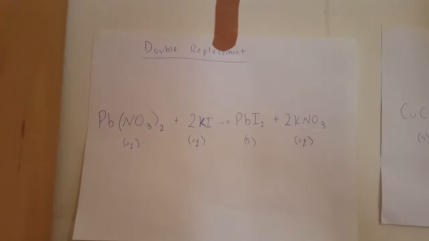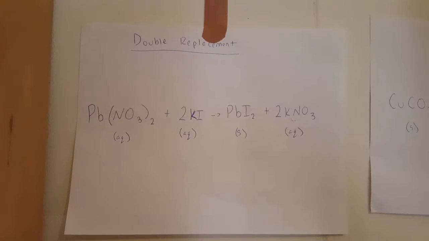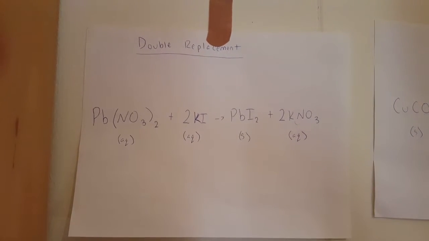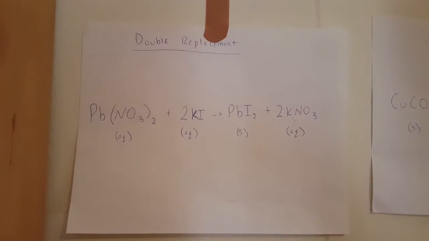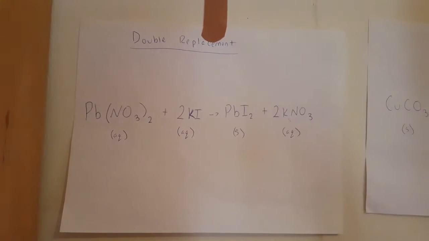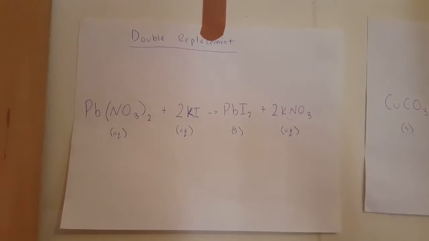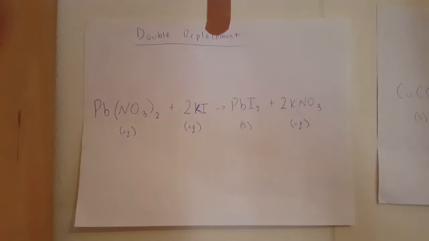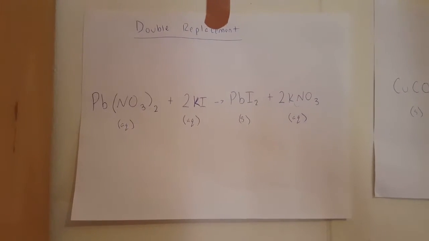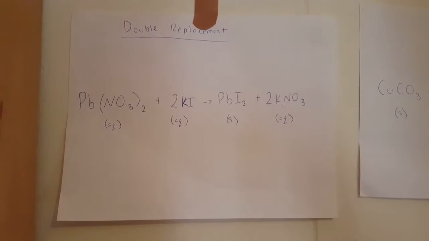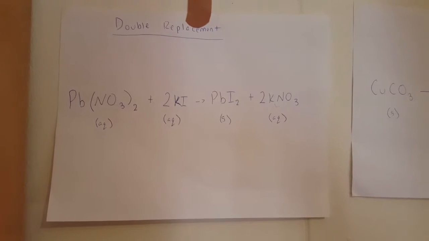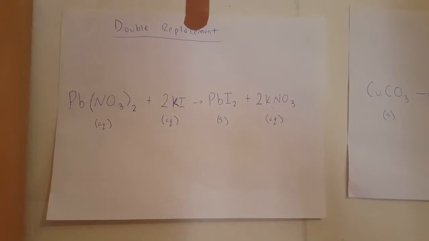This reaction gets you two products. PbI2 is solid because it is an ionic compound in a solid state. 2KNO3 is aqueous because it is an ionic compound in liquid form. This equation, unbalanced, is Pb(NO3)2 + KI to get PbI2 + KNO3.